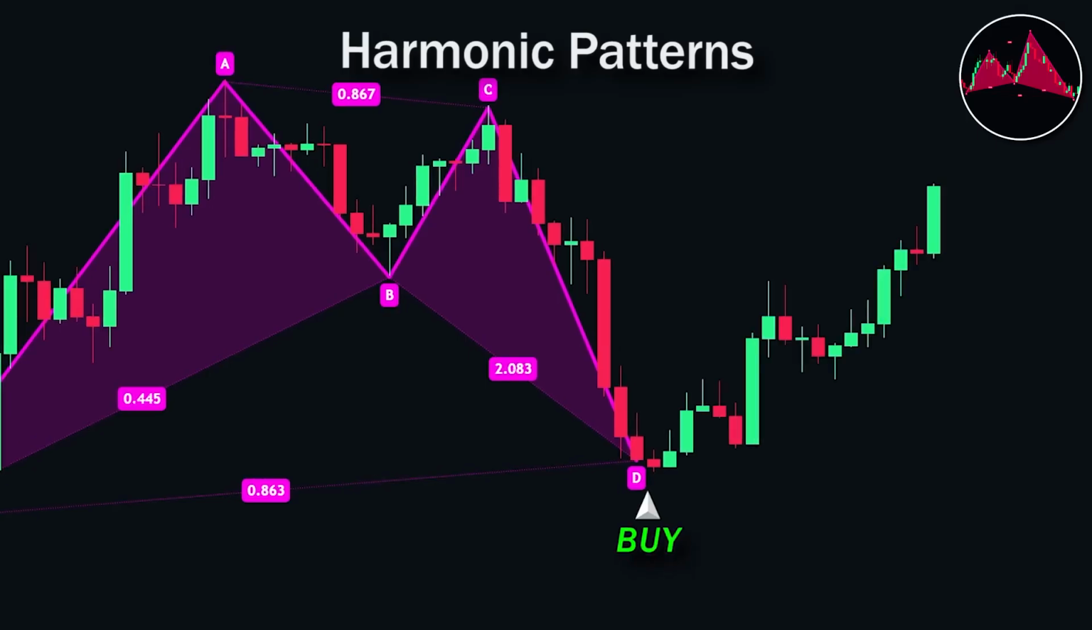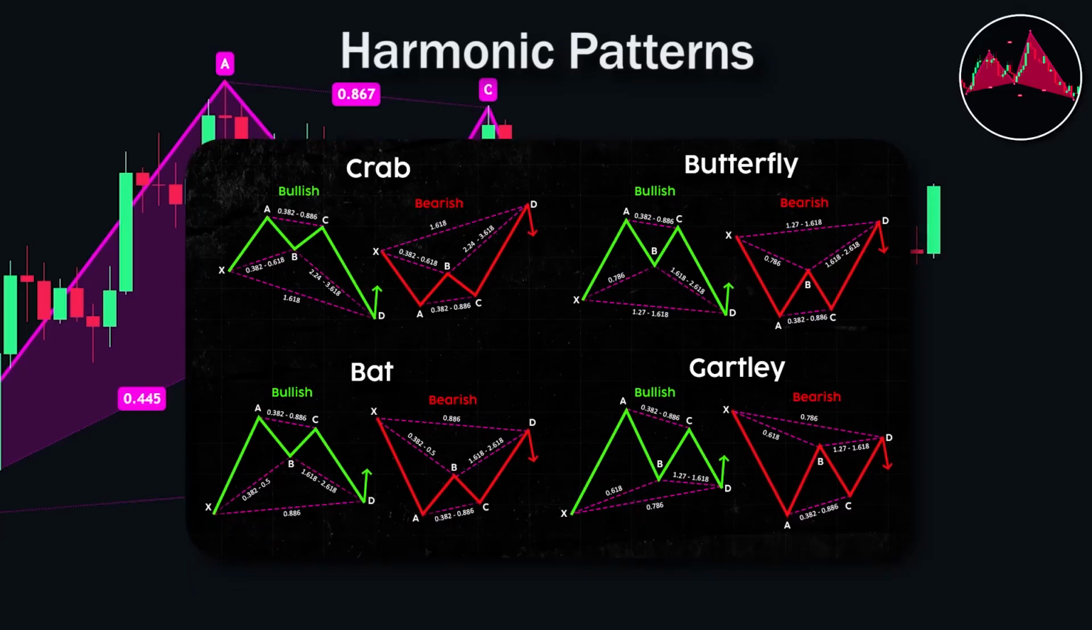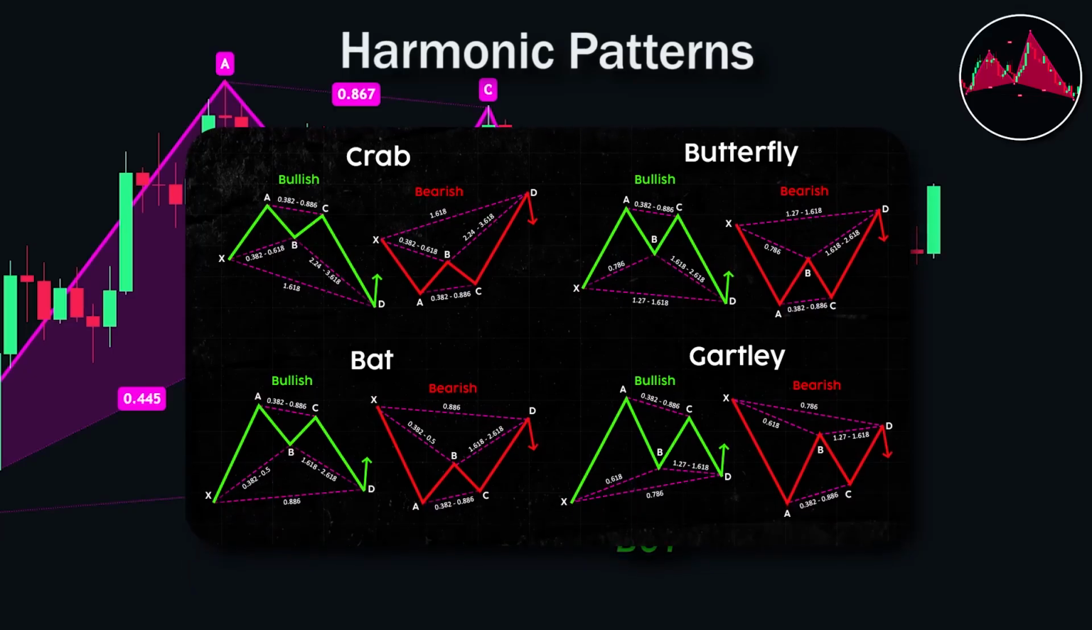There are multiple harmonic patterns that exist. Most notable are butterfly, bat, and crab, and each have their own unique values.